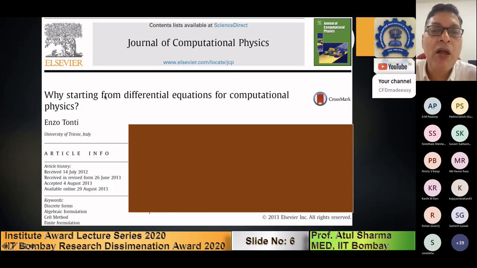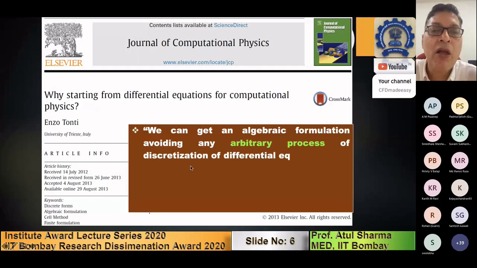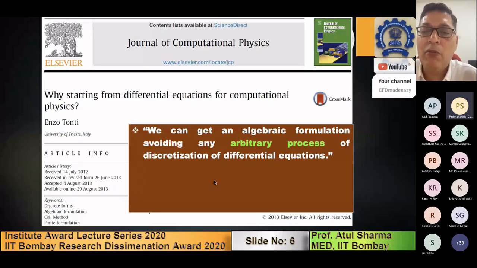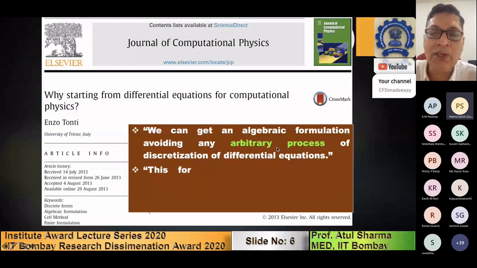The title itself says, why start from differential equations for computational physics, and this is something I have come up with to make this subject more physics and less maths. This is, I would say, the starting point of the physical law-based finite volume method. In the abstract of this paper, Professor Tutti has mentioned, we can get an algebraic formulation avoiding any arbitrary process of discretization of differential equations. So he has pointed out that starting with the differential equation, the process that we are doing is like an arbitrary process.